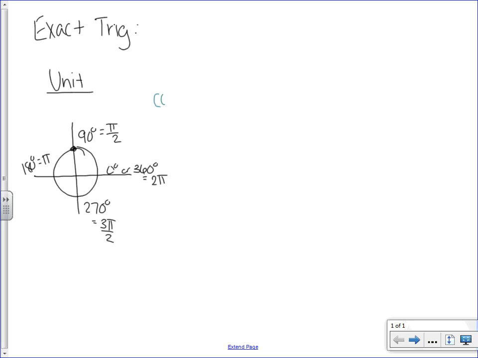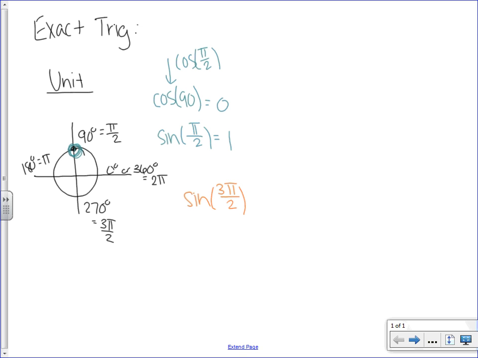Like the cosine of 90, which we could write as the cosine of pi over 2. Well, that's just the x value up here at 90 degrees, and that's just 0. Okay, similarly, we could do the sine of pi over 2, or 90 degrees. That's the y value up there, which is just 1.